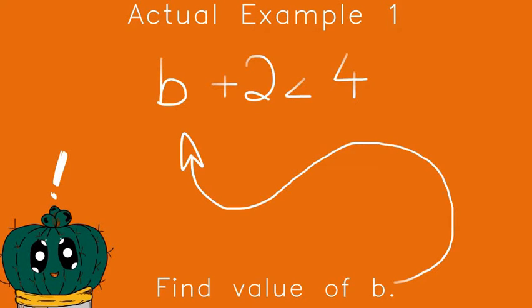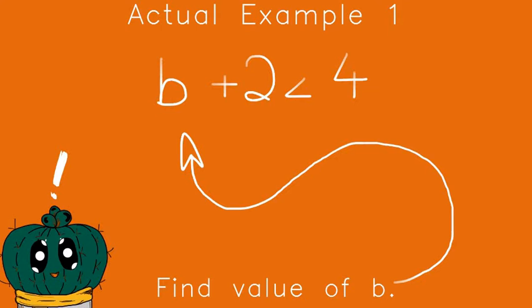Let's say you're given the following example: b plus 2 is less than 4, and you're trying to find out the value of b. Because we're dealing with inequalities, you're not going to get the exact value, but you're going to get a whole range of values which b can take on. It is not going to be a static value; it's going to be a range of values. It's not going to be exact.